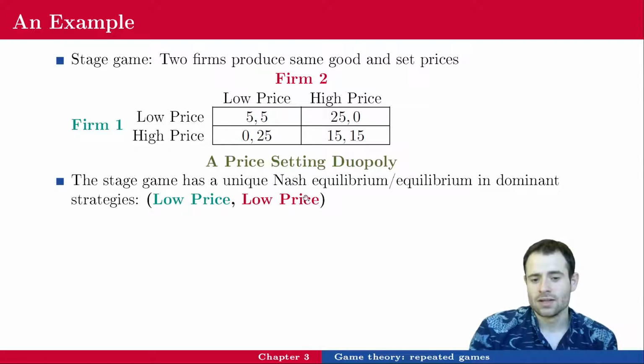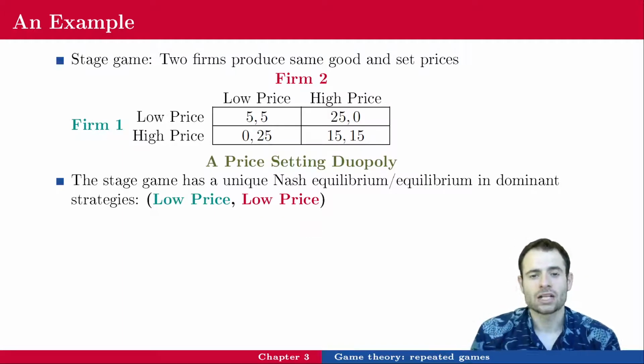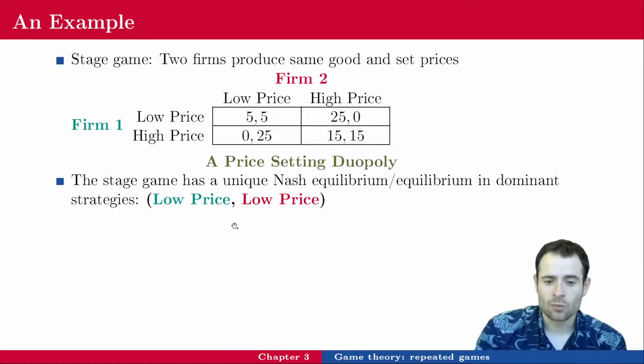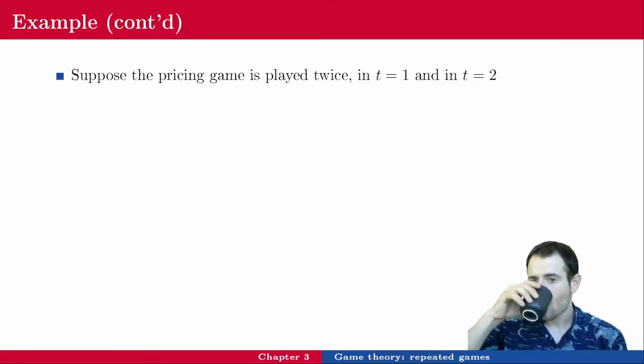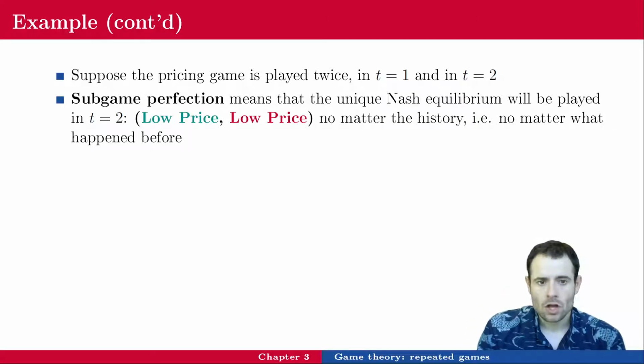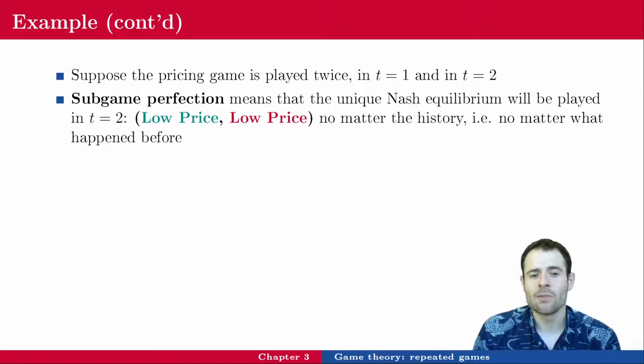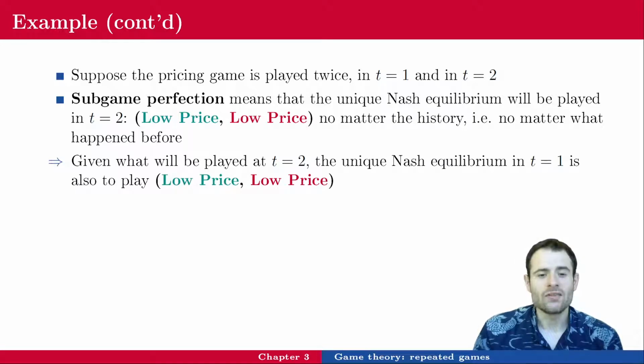And since we know that there is only one Nash equilibrium, then in any subgame perfect Nash equilibrium, at least low price should be played the last day. That's the minimum requirement. Anything else played the last day would not be a Nash equilibrium, so it cannot be a SPNE. So subgame perfection means that the unique Nash equilibrium will be played the second day.